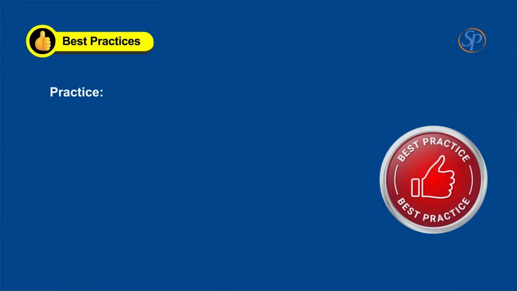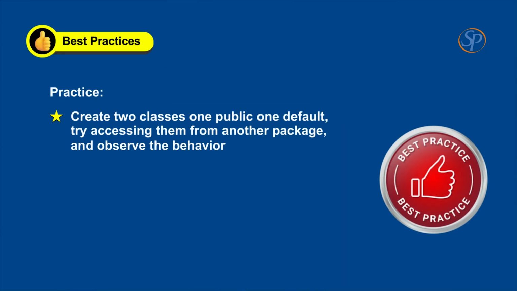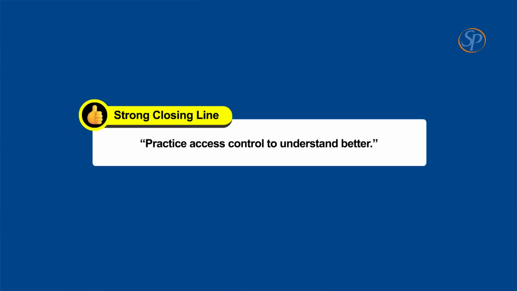Before ending this video, I have a small task for you. Create two classes, one public, one default. Try accessing them from another package and observe the behavior. Practice access control to understand better.